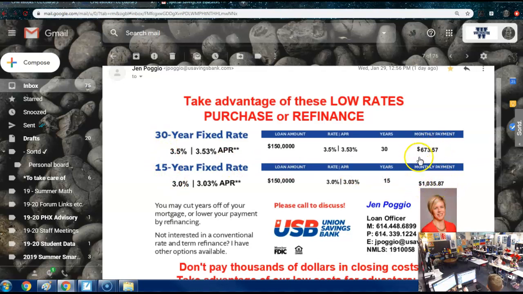But compare this to this. Is this amount double this amount? No. So in the end, because the 3% is better than the 3.5, the 15-year would be better. So Henry, to answer your question, the best you can do is the shortest loan term possible because you'll pay the least amount of interest. It's good for the bank and it's good for you.